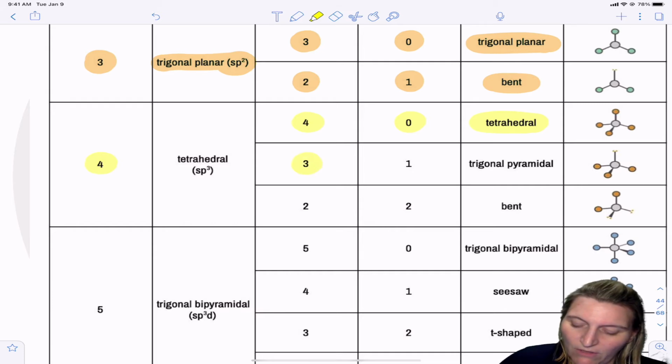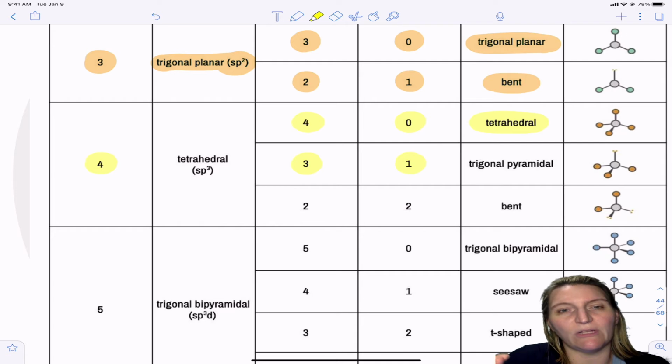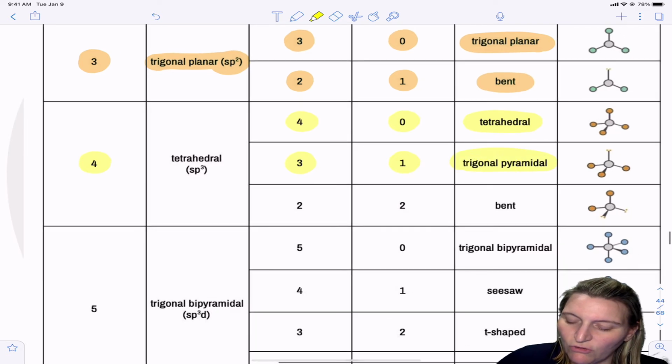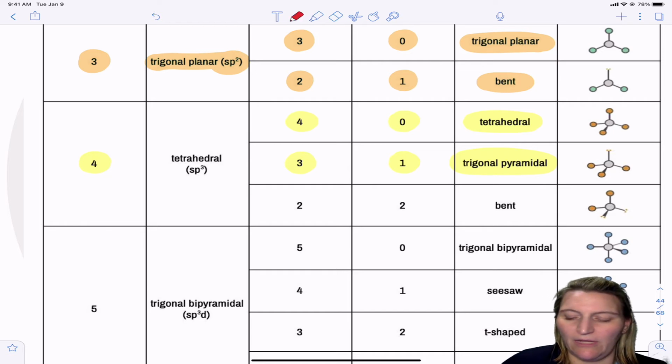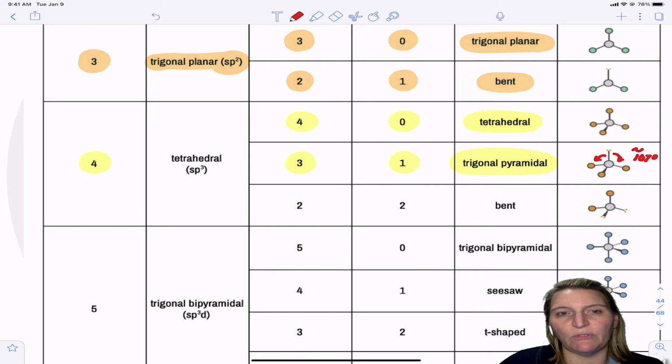If it has 3 bonds and 1 lone pair, right, so it still has 4 electron domains because that adds up to 4, the shape is called trigonal pyramidal. Ammonia, NH3, is an example of this shape. The bond angle actually gets a little bit smaller because the lone pair will actually repel the bonds a little bit more. So this guy's bond angle is about 107 degrees as opposed to 109.5.